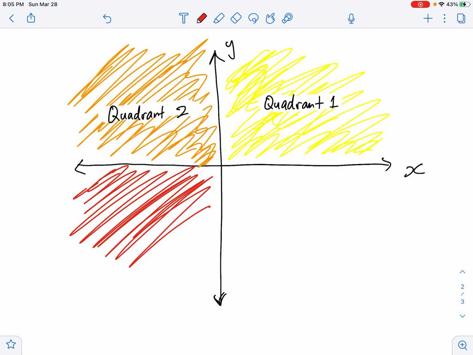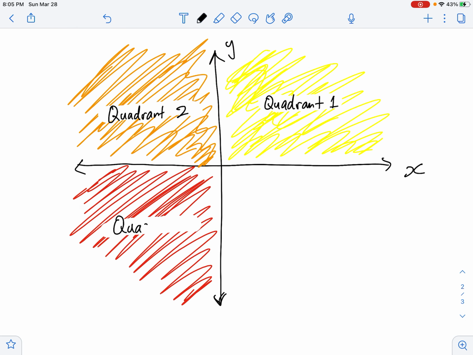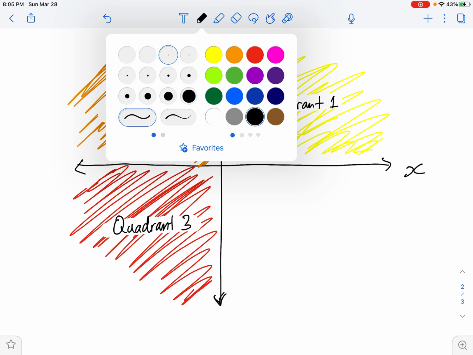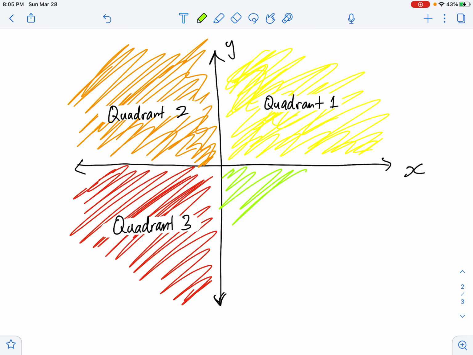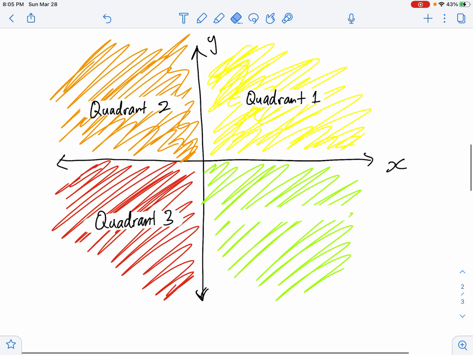You probably figure out where I'm going with this. This is quadrant 3, and obviously quadrant 4. So it starts in the typical positive x, positive y, which is quadrant number 1, and then it goes counterclockwise from there.